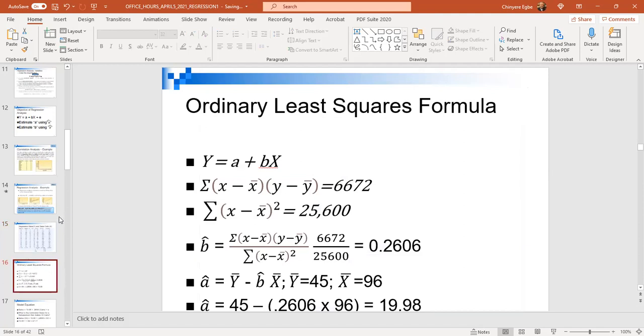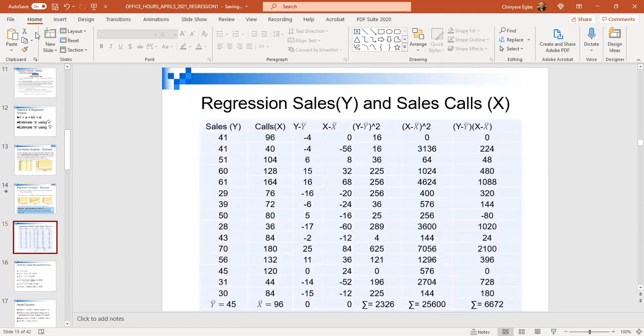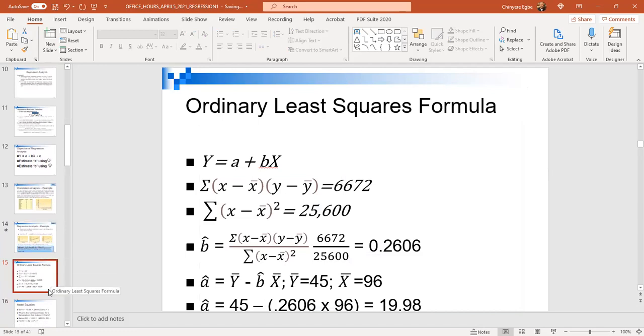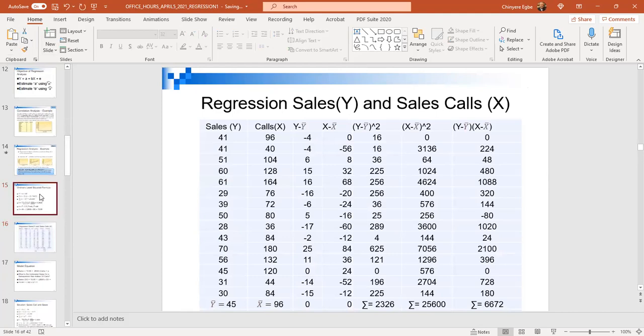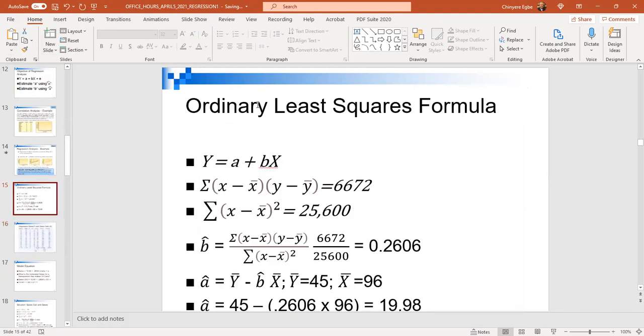Now the formula, and I'm going to move things around so that we're consistent. All right, so we use a formula. Remember, we're trying to estimate, using the ordinary least squares formula, y is equal to a plus bx, and the formula for b will be the summation of x minus x bar times y minus y bar, divided by the summation of x minus x bar squared. So how do we get this?